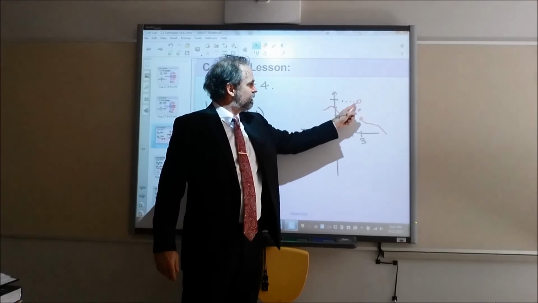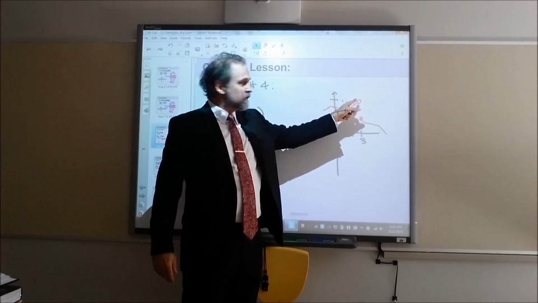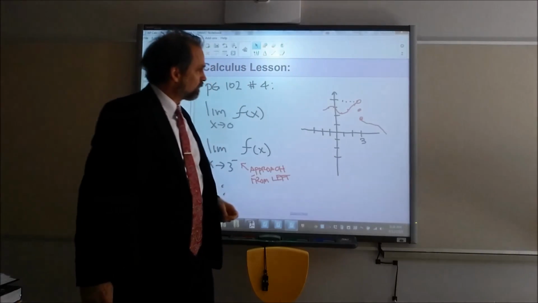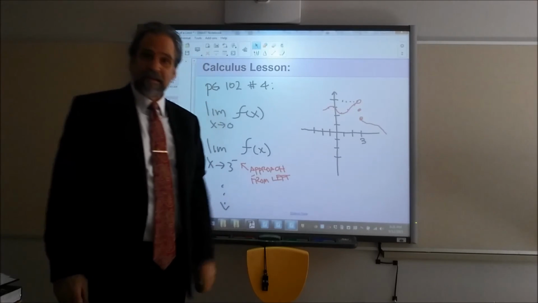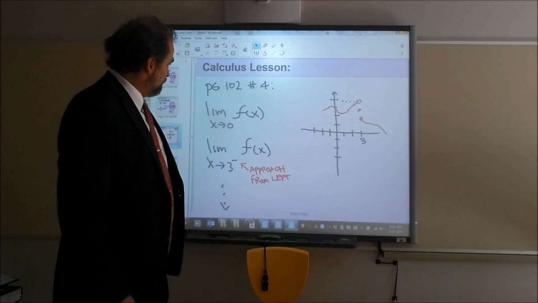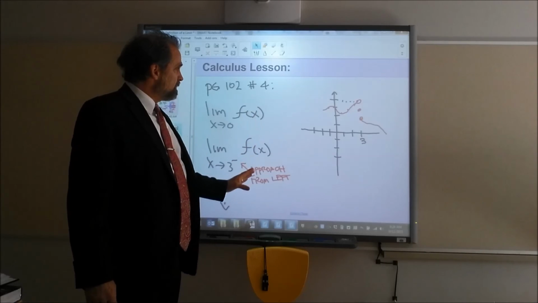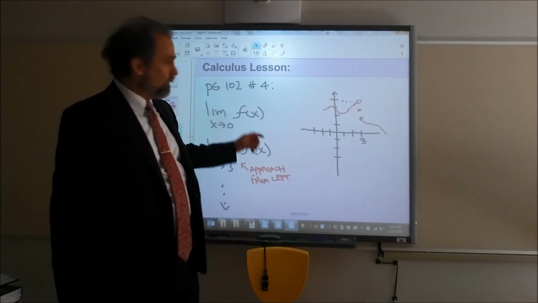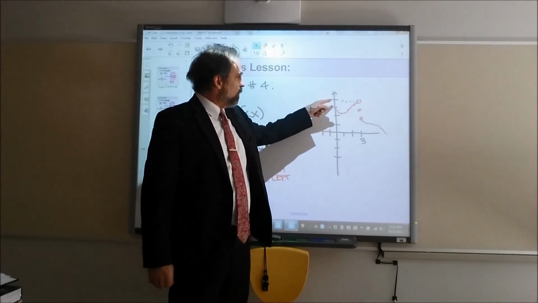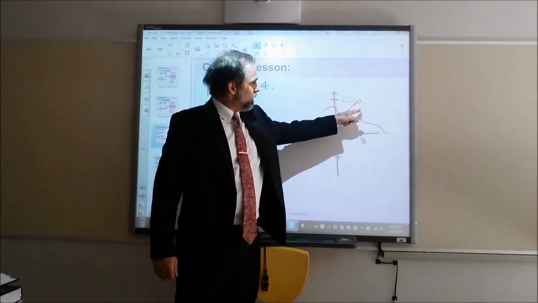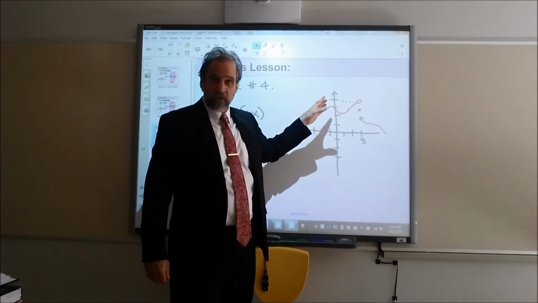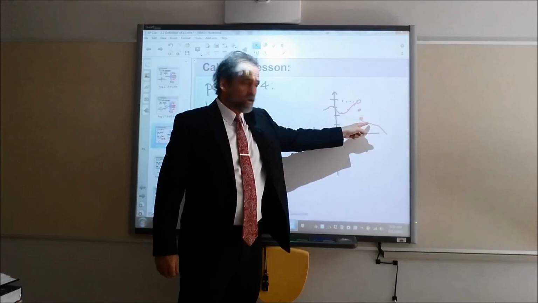So approaching from the left, as I get closer to 3, I'm approaching an output of 4. But notice on this function, there's an open hole at (3, 4). What does that mean? That means it doesn't exist there. That means if I had the piecewise function, it would have f of x equals one function to represent this, one function that represents that, and one function that represents that, each with their own domain restrictions.